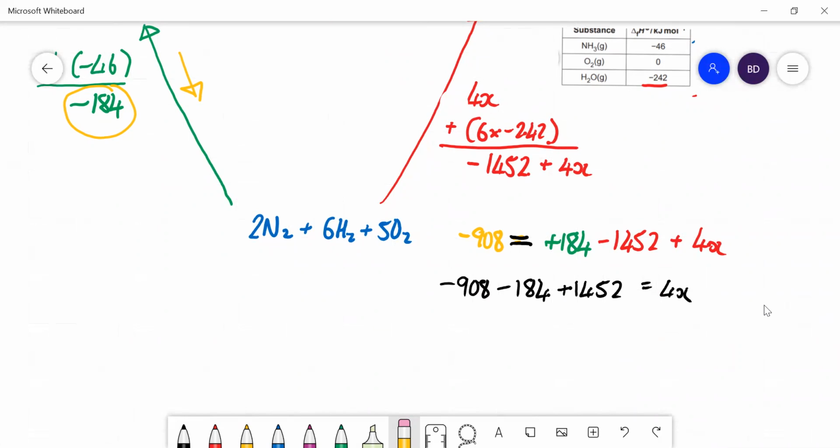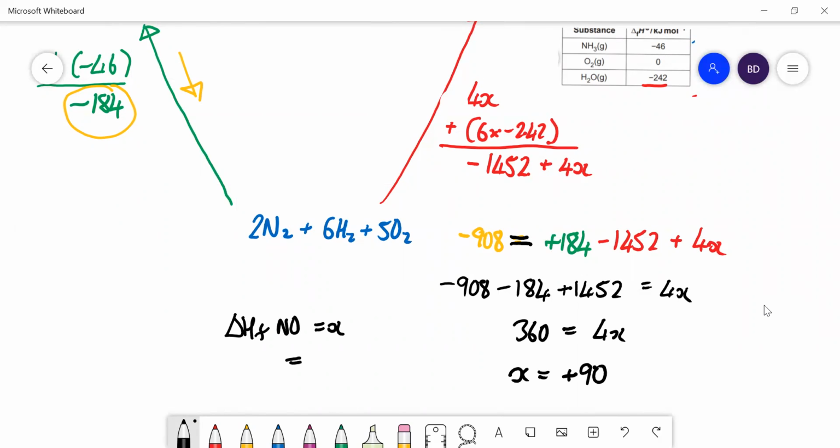That's equal to 360, which is equal to 4x. So x is equal to 360 divided by 4. That's 90. I'm going to give that a plus, just to remind myself that it's plus there. What were we asked to find out? We were asked to find out the delta HF of NO, which is equal to x. So that is equal to 90 kilojoules per mole.